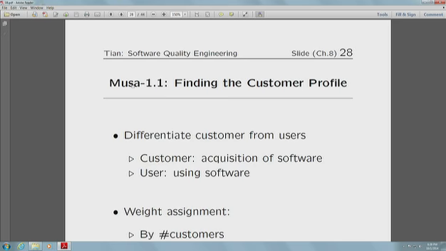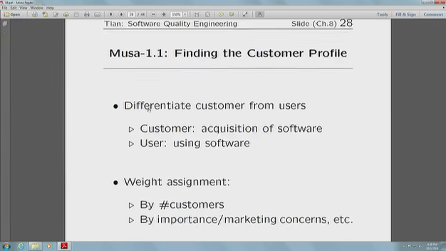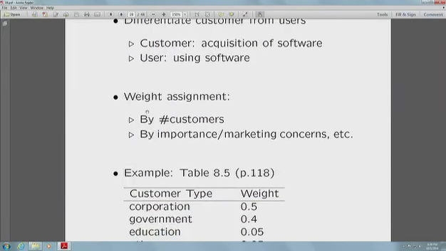So what Musa started out to do is that first you need to identify the customers. Who are the people who are buying the software? Then you get a profile about your customers. How many are in this category? How many are in that category? And so on and so forth. When you look at this profile, you are trying to get some kind of weight assignment or some kind of probability.